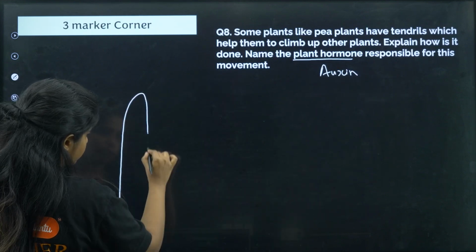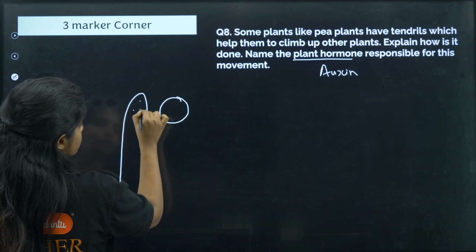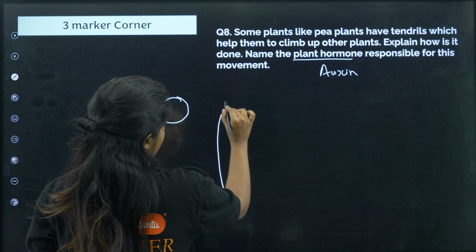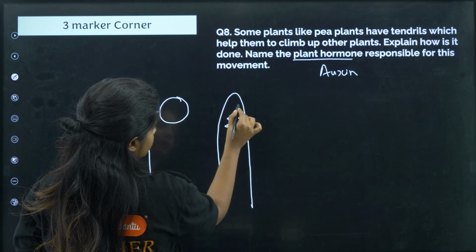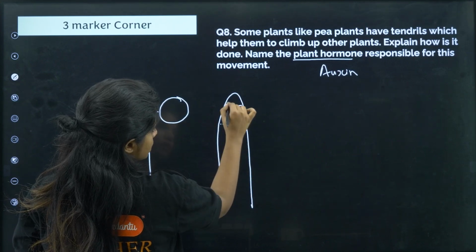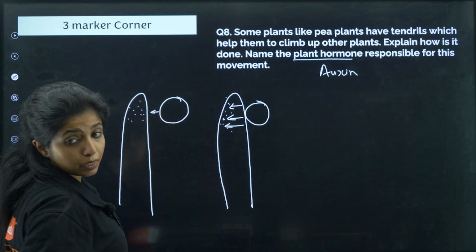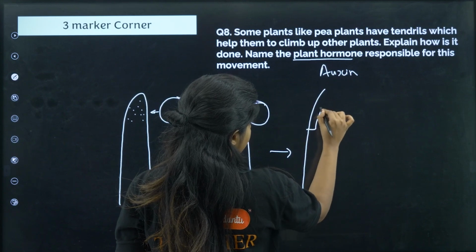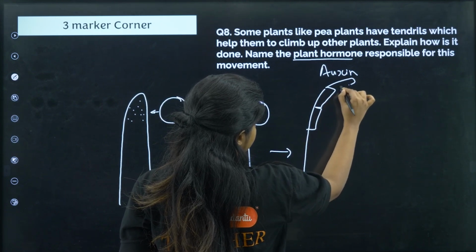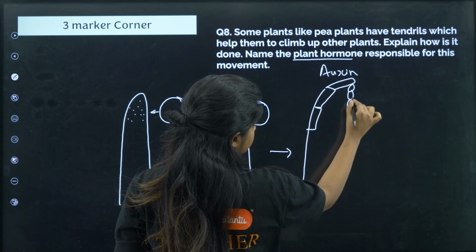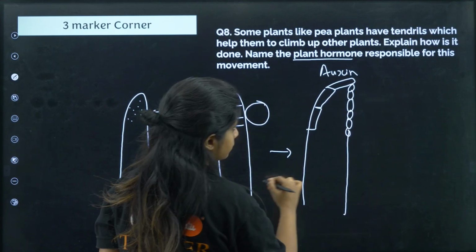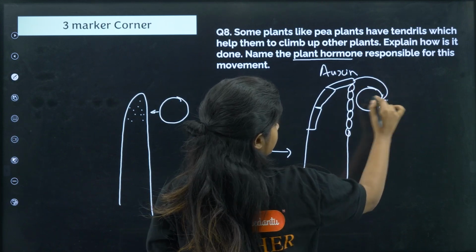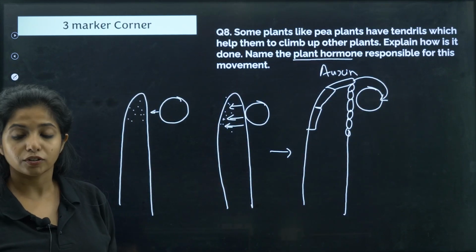So just imagine this is a tip of the tendril, and over here you have the support. The auxin is uniformly distributed over here. When it touches this particular area, the auxin which is there would be moving towards this side. So you have more auxin towards this side now. And when there is too much auxin towards this side, what will happen? It would be leading to cell elongation on the one side, and the other side will be having smaller cells. So this is an uneven growth that you see over here, and this will make the tendril coil around the support as well.